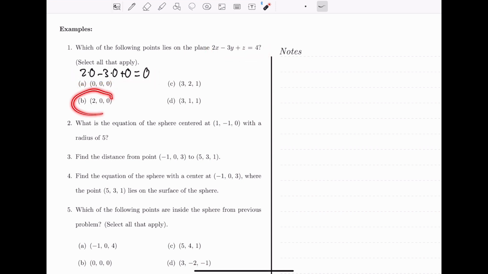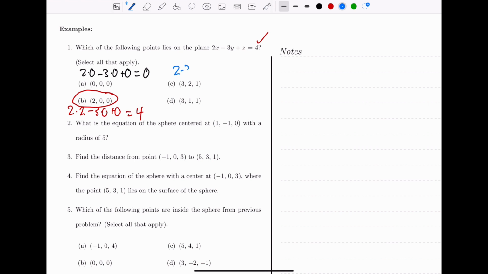Let's try the point 2, 0, 0. We're going to plug in 2 for x and 0 for y and z. So 2 times x, which is 2, minus 3 times 0, plus 0. Well, 2 times 2 is 4, minus 0 plus 0. We get 4, which is what we're supposed to get. So this point does lie on the plane. It works. How about the point 3, 2, 1?